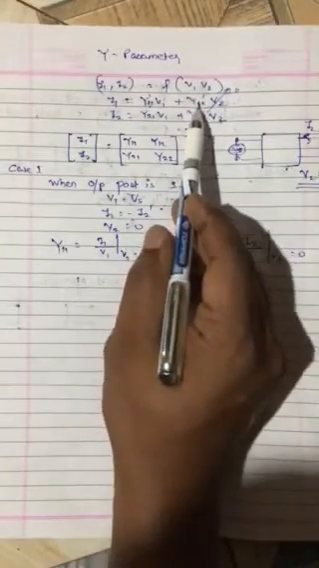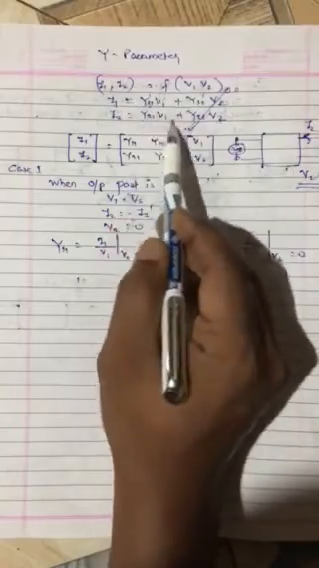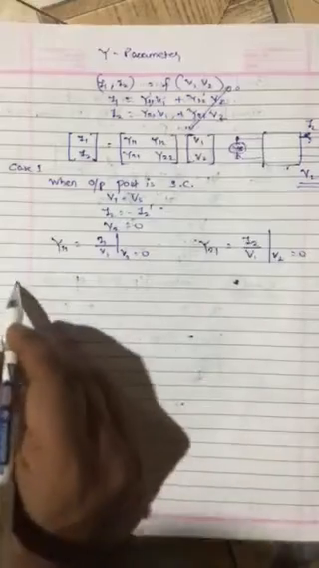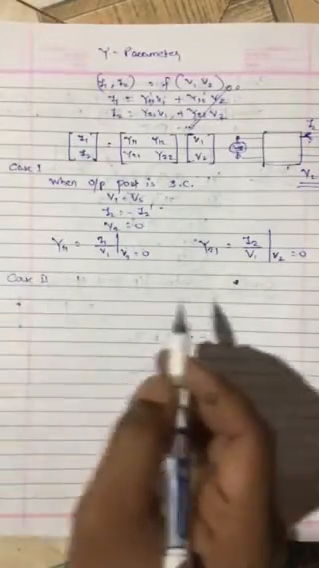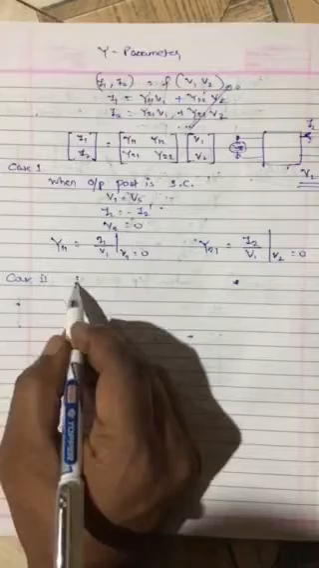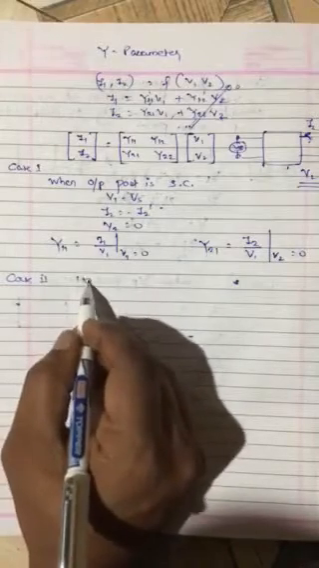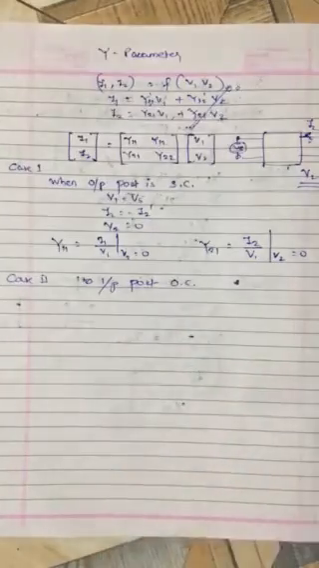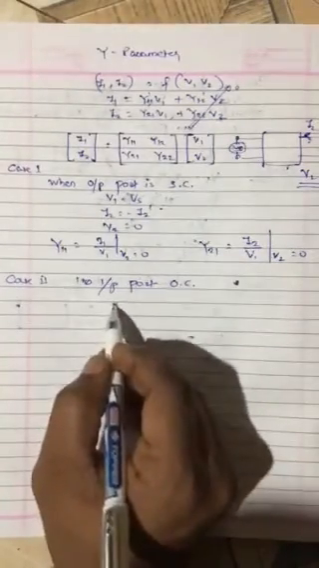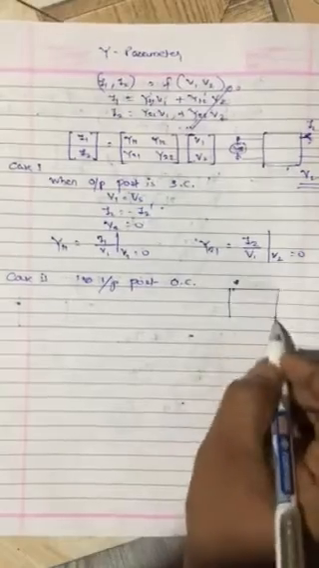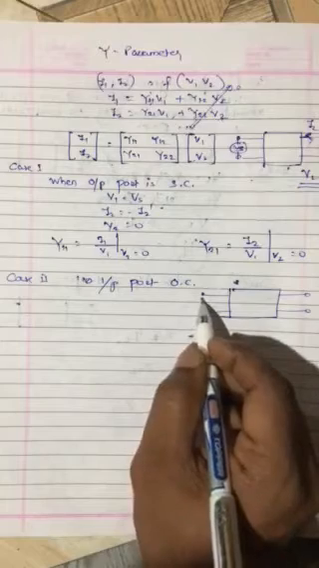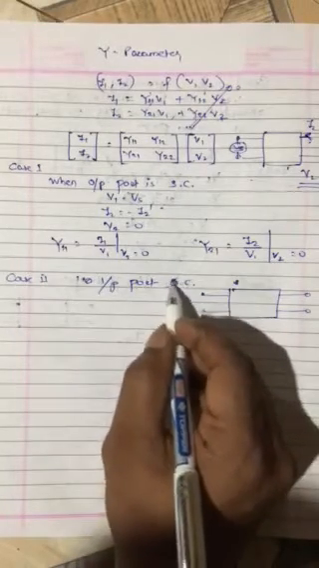Now, how to get Y12 and Y22? To find out Y12 and Y22, we have to make this term 0. This term will be 0 when V1 is 0. And how to make V1 0? That is case 2. To make V1 0, obviously, you have to short circuit the input port. I said open circuit at first, but I'm sorry, it is short circuited.